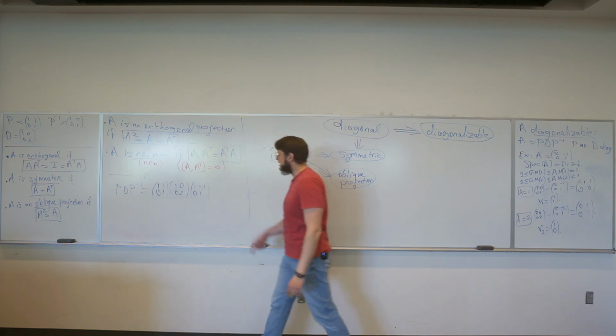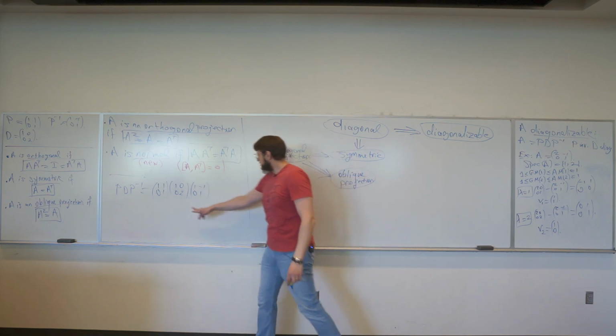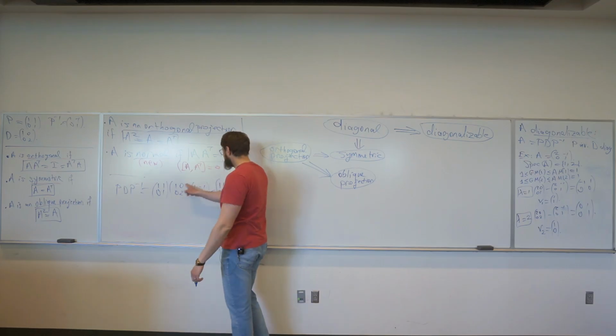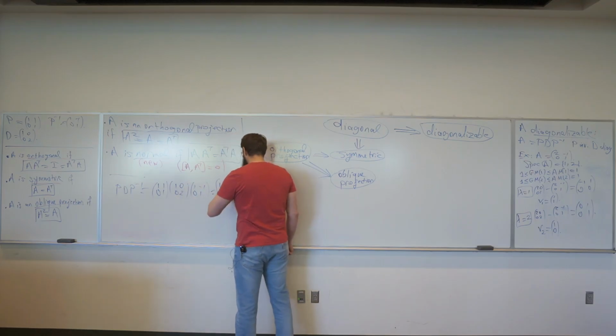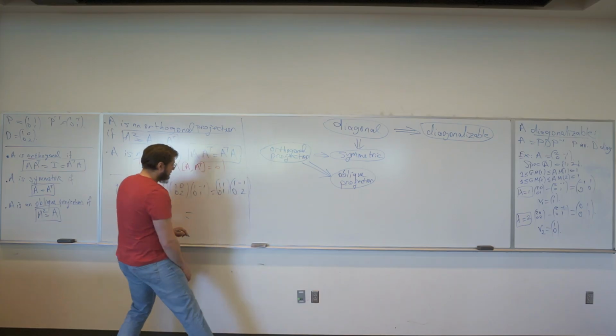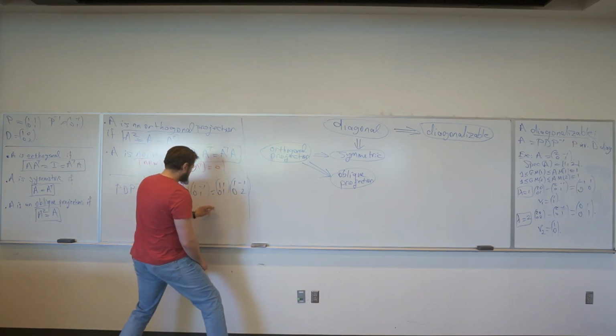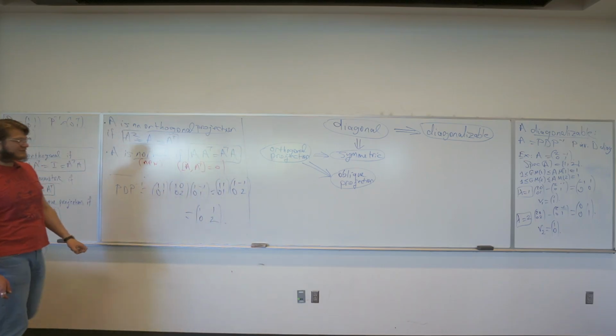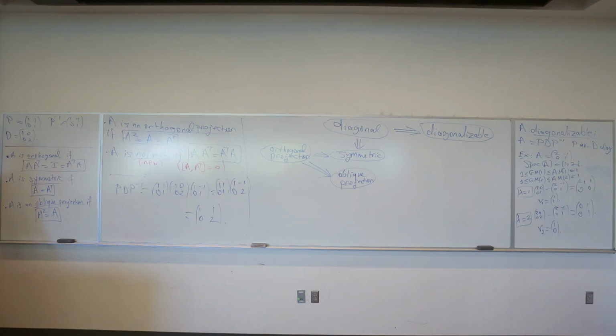Okay, you can multiply in any order you want. Let's do these two first. Leave the first row. Multiply the second row by 2. And then this gives me 1, 1, 0, 2. This is not the matrix that I started with, though.